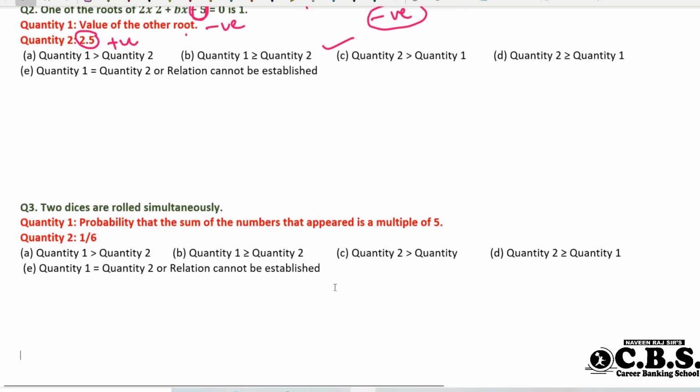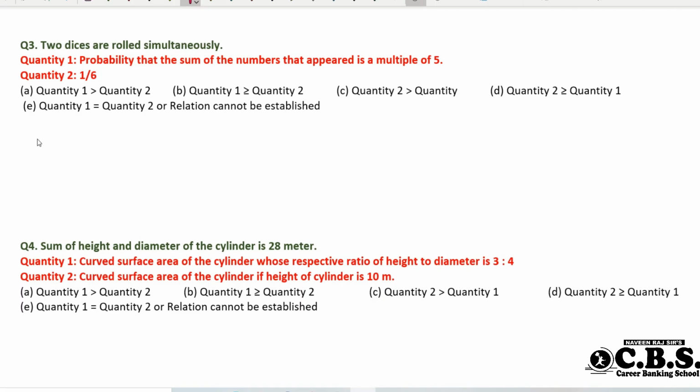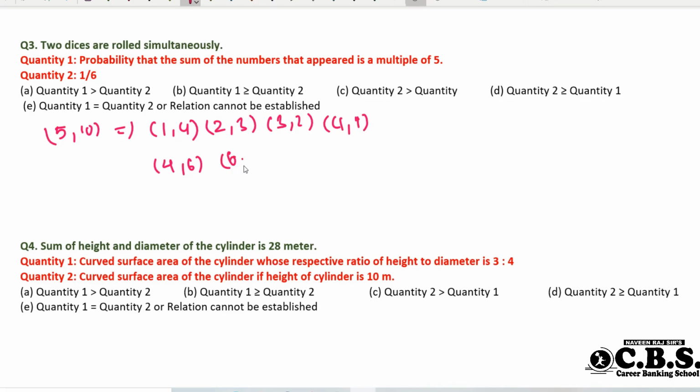Okay, next one. Two dice are rolled simultaneously. The question is the probability that the sum of the numbers that appear is a multiple of 5. Multiples of 5 are 5 and 10. For 5: 1 comma 4, 2 comma 3, 3 comma 2 and 4 comma 1. For 10: 4 comma 6 and 6 comma 4. Only these two values. So there are 6 outcomes.